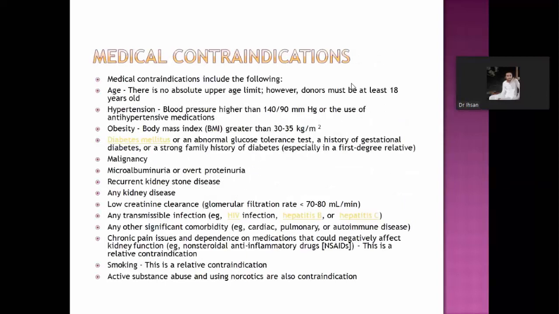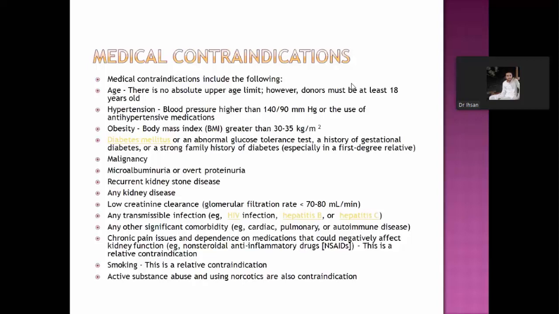Medical contraindications. Medical contraindications include the following: age. There is no absolute upper age limit. However, donor must be at least 18 years old. But in Pakistan, we have an upper limit of 60 years. Hypertension: blood pressure higher than 140 by 90, or use of anti-hypertensive medication. Obesity: body mass index greater than 30 to 35 kilogram per meter square. Diabetes, or abnormal glucose tolerance test.